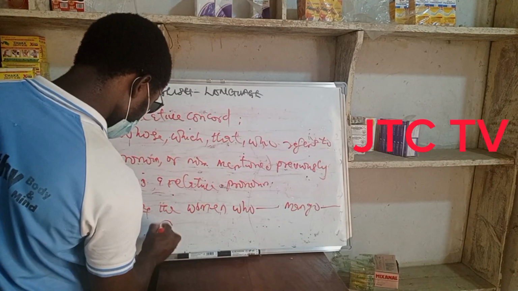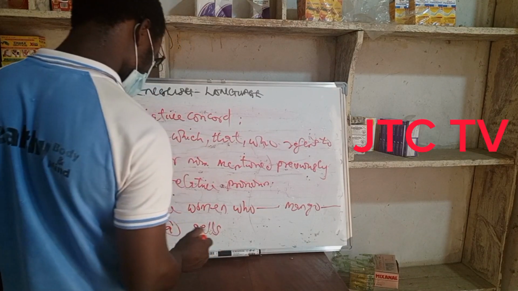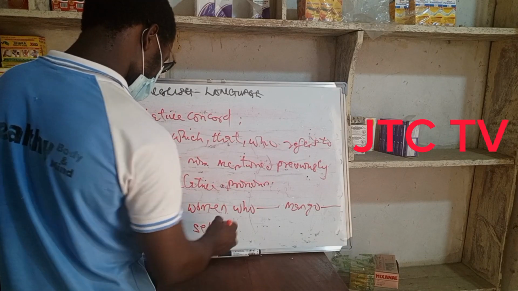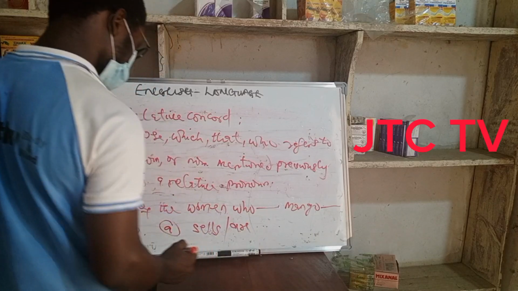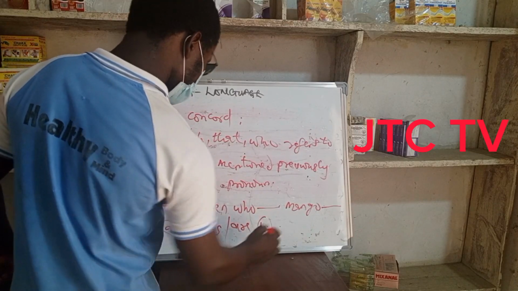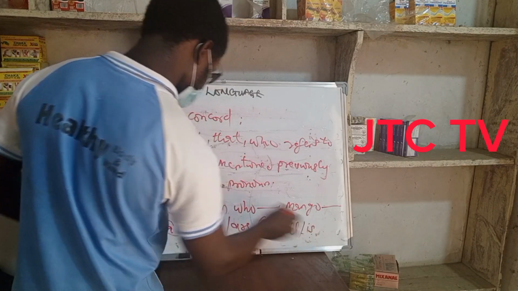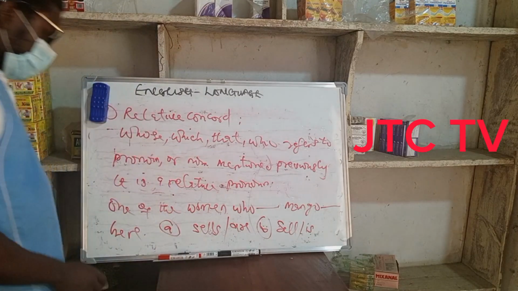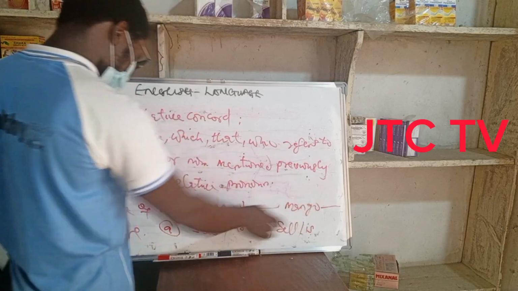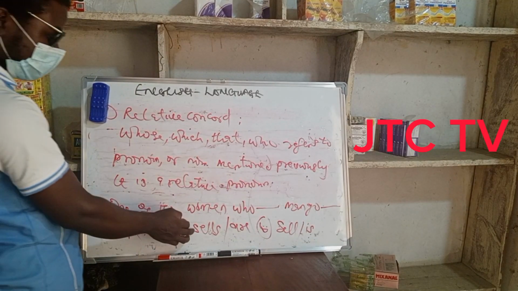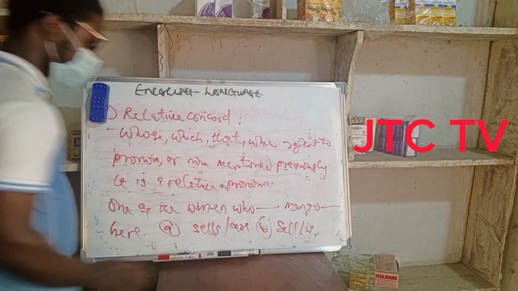So we have option A, serves slash are. Option B, we have sell slash is. Okay, so this is the example. One of the women who dash mango dash here, and option A is sells and are. Option B is sell and is. Okay, look at this.